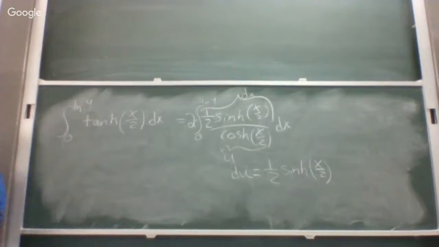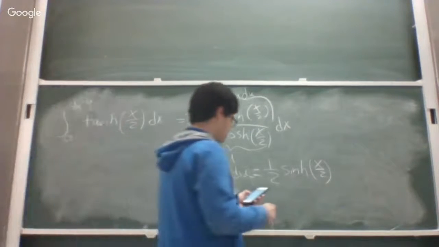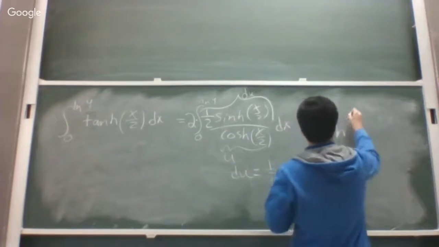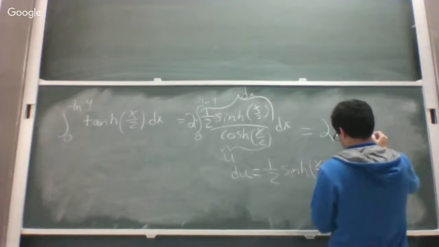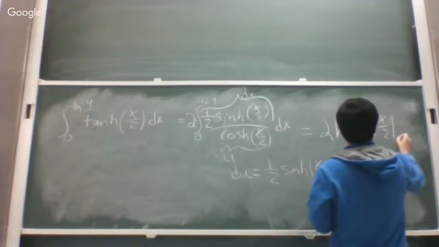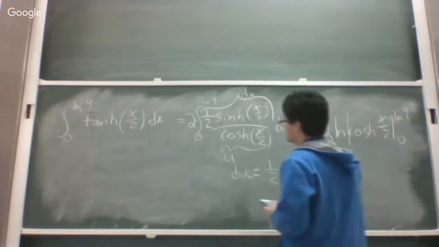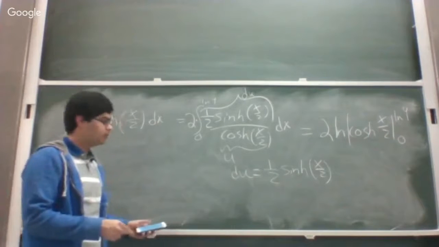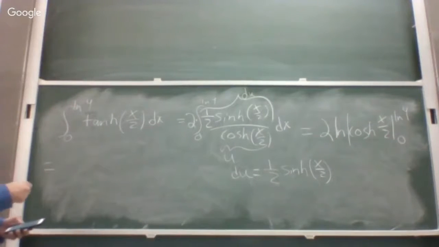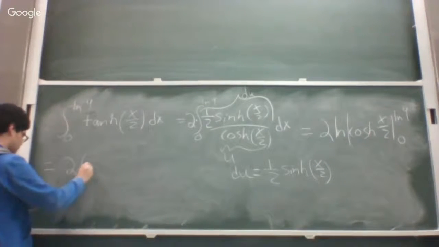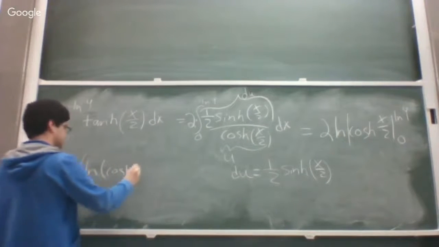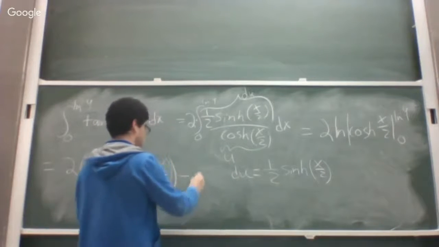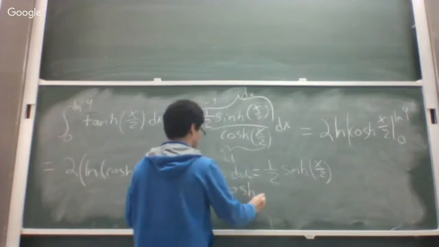Any questions on this? You guys have done this already with normal sine and cosine, so it shouldn't be unfamiliar. So this is equal to 2 times the natural log of cosh of x over 2 from 0 to the natural log of 4. Before you use the definition, it's better to just plug in your limit values. So we'll have 2 times the quantity of natural log of cosh of natural log of 4 all over 2, minus the natural log of cosh of 0.